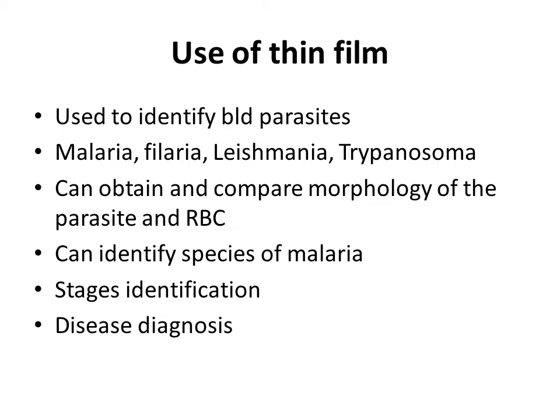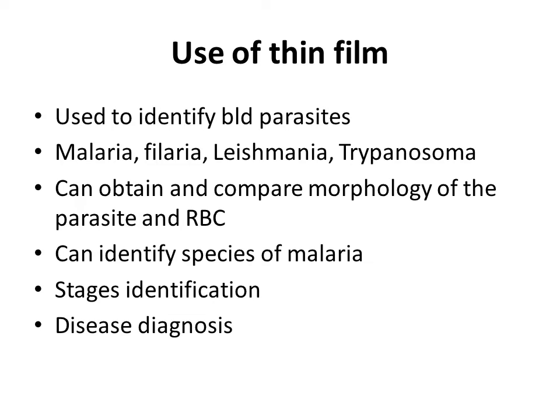With the thick film, we are only talking about whether the parasite is present or not. But in the case of the thin blood film, we maintain the red cell morphology also. So by using morphological features we can differentiate the species. Now we discuss the uses and importance of the thin blood film. This is used to identify blood parasites, for example malaria, filaria, leishmania and trypanosoma.